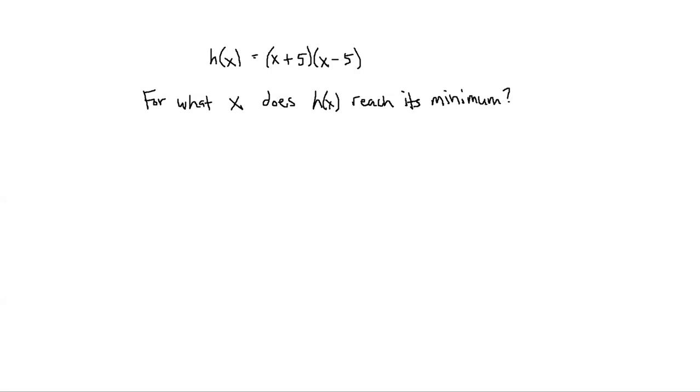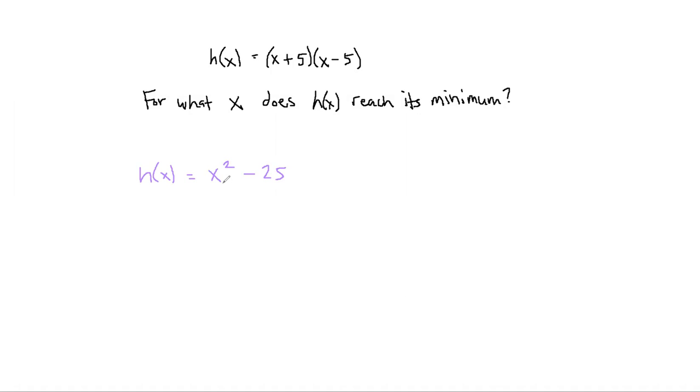To do this question algebraically, you have to notice that this is a disguised parabola, meaning if we multiply x plus 5 by x minus 5, we get x squared minus 25. Since this is a quadratic polynomial, we know that its graph is a parabola. And so if the question is asking us where the function reaches its minimum, and we also know that we're talking about a parabola, then the minimum has to be the vertex of the parabola.